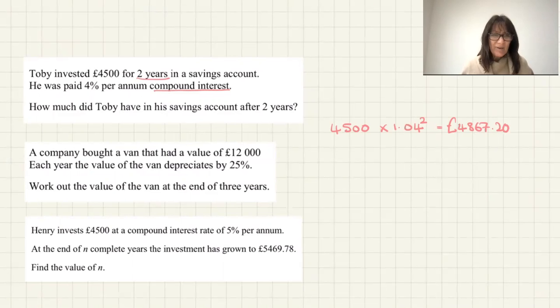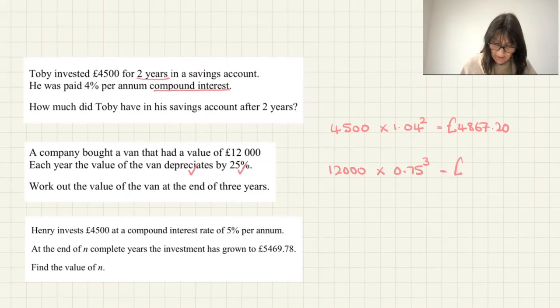Okay, so the next question. A company bought a van that had a value of £12,000. Each year, the value of the van depreciates by 25%. So depreciate means it's getting smaller. I've got a percentage. There's my 2 ticks. The original is 12,000. I'm going to times that by a decrease. So 100% take 25. The multiplier for that is 0.75 over a period of 3 years.